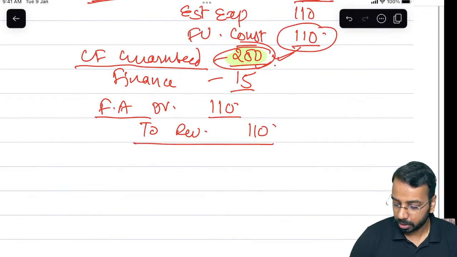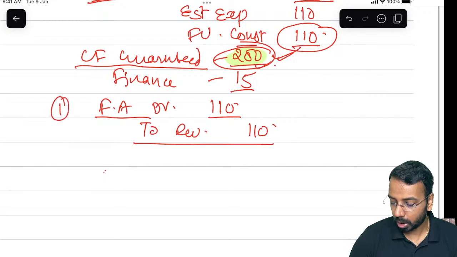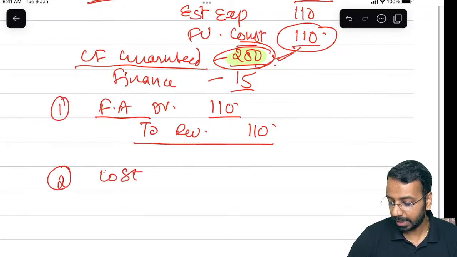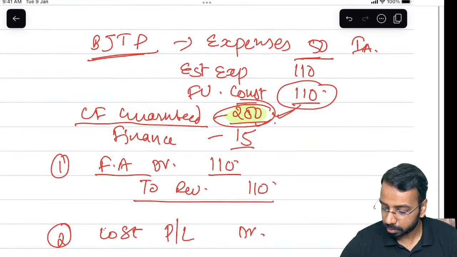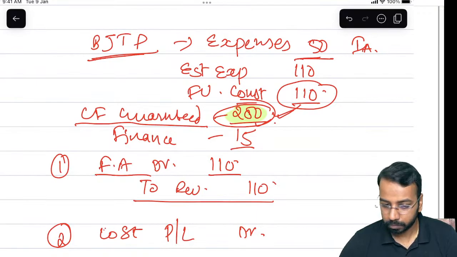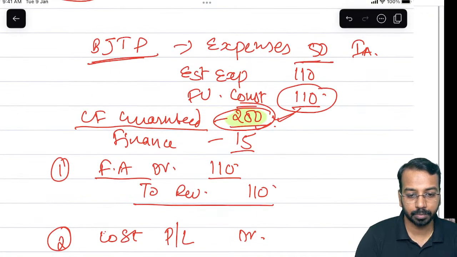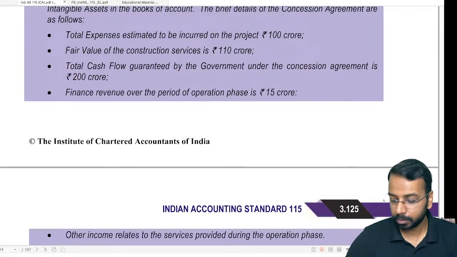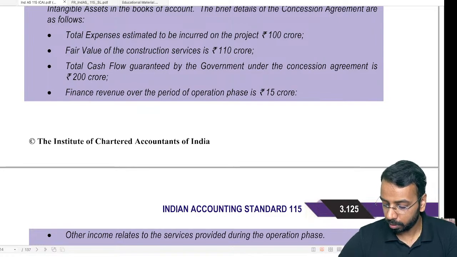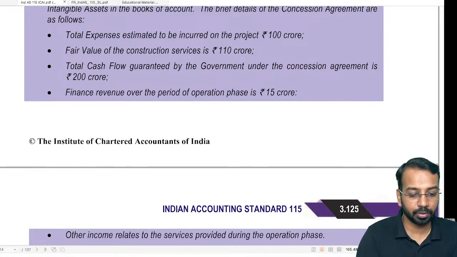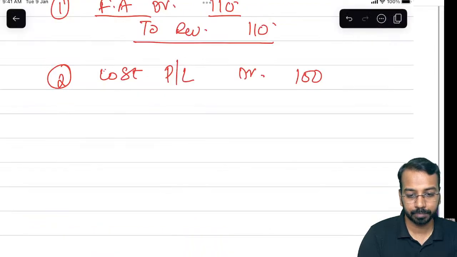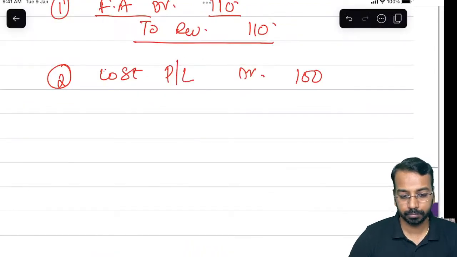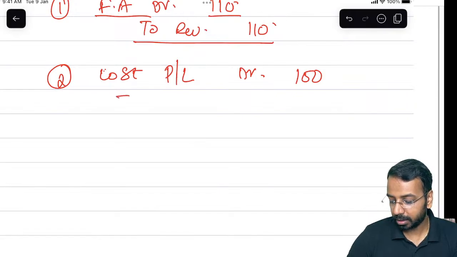Then cost of construction, which is your P&L item, debit. How much? I think I wrote it incorrectly. Let me check that. This is 100. So 100 will be your cost of construction, credited to payable or bank as and when you incur it.